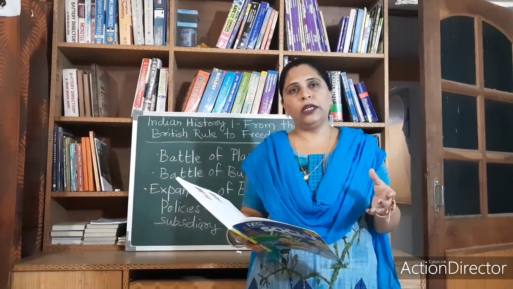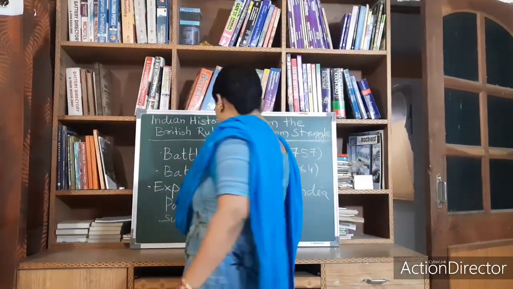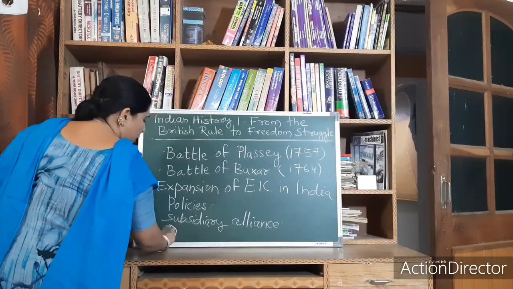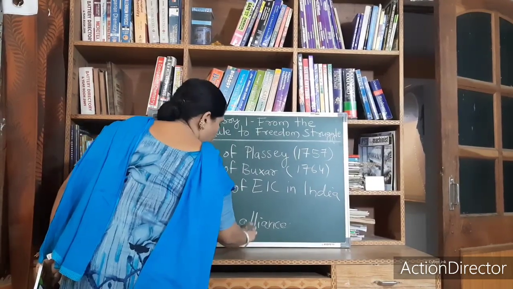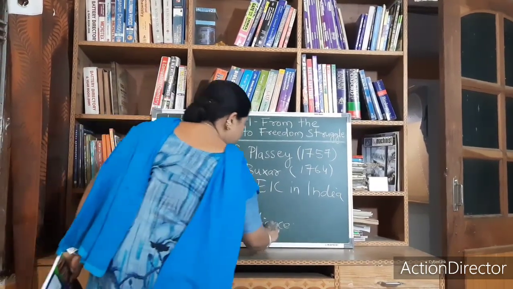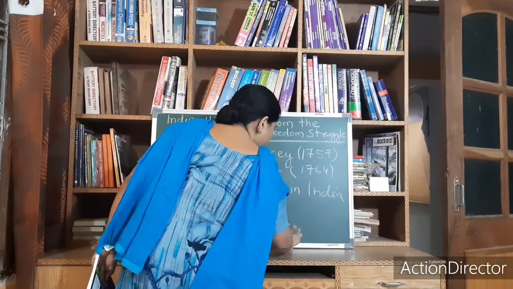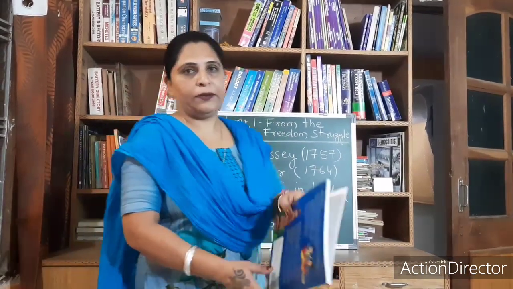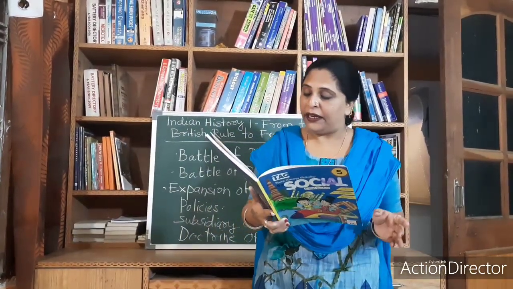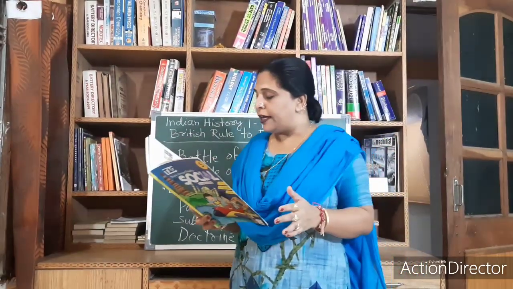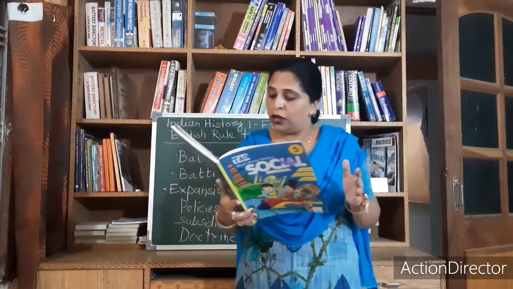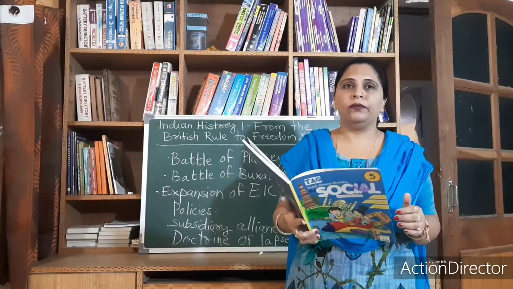Now the second policy which the British imposed on the Indians was the doctrine of lapse. What is this doctrine of lapse? The doctrine of lapse was introduced by Lord Dalhousie, which stated that a dependent state would pass to the East India Company if its ruler died without a natural heir, that is the ruler's own son.